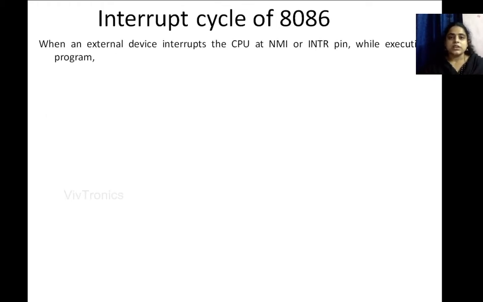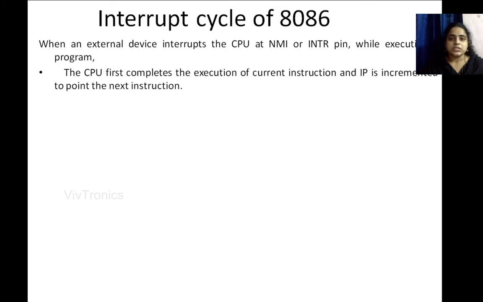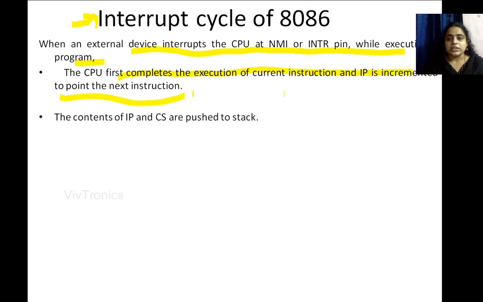So this is the interrupt cycle of 8086. How is an interrupt executed in 8086? When any external device interrupts the CPU at the INTR pin while executing a program, the CPU first completes the execution of the current instruction and IP is incremented to point to the next instruction. We know that IP gets incremented for each and every instruction. The contents of IP and CS are pushed to the stack.